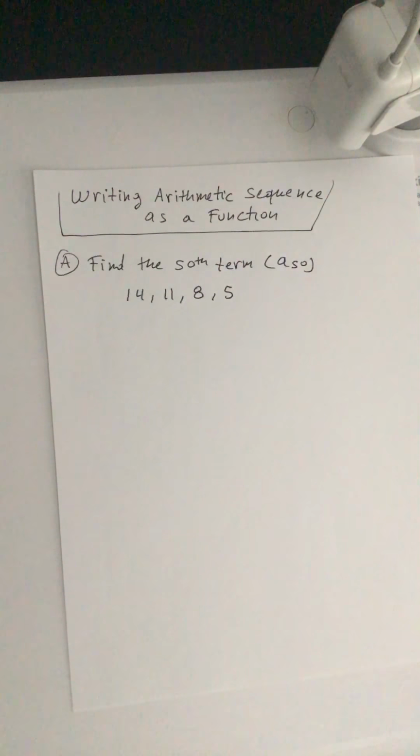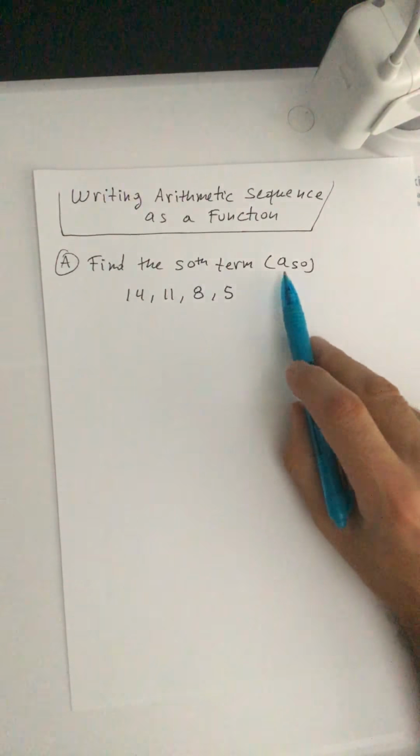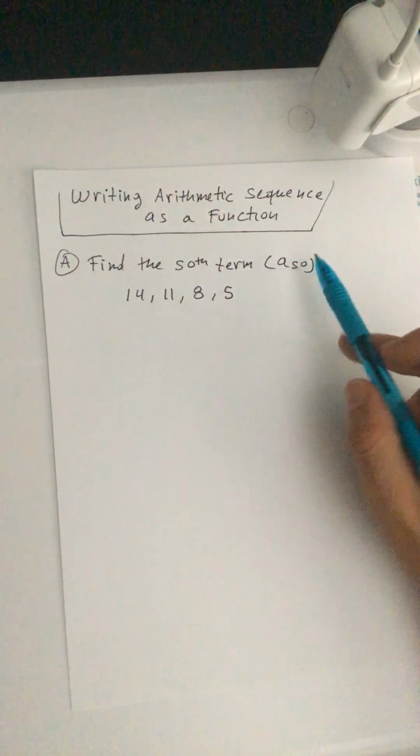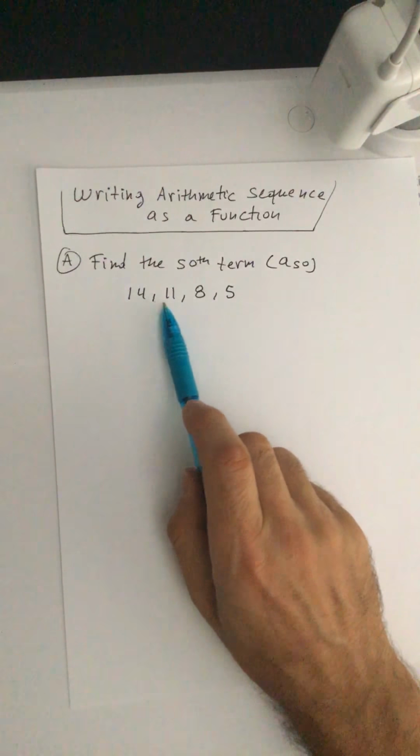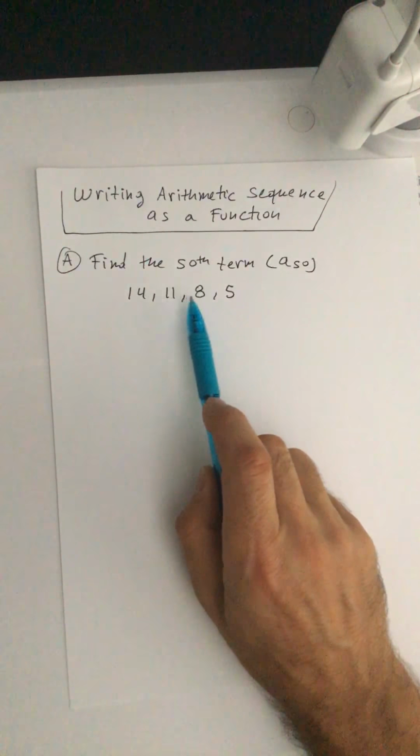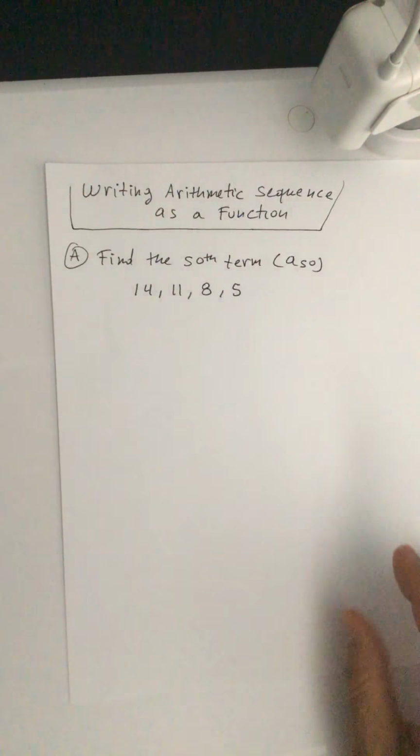Okay, let's talk about writing an arithmetic sequence as a function. Let's take a look at this example here. Find the 50th term, and that could be represented as A50, right? That means the 50th term of the following sequence, which is 14, 11, 8, and 5.